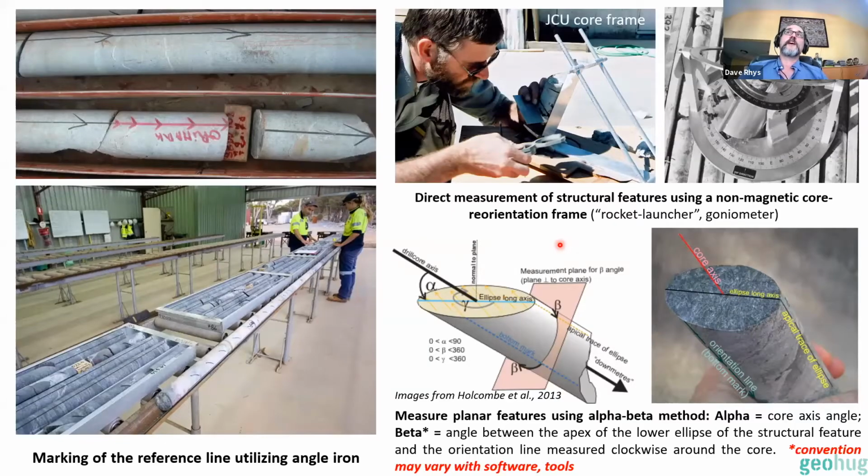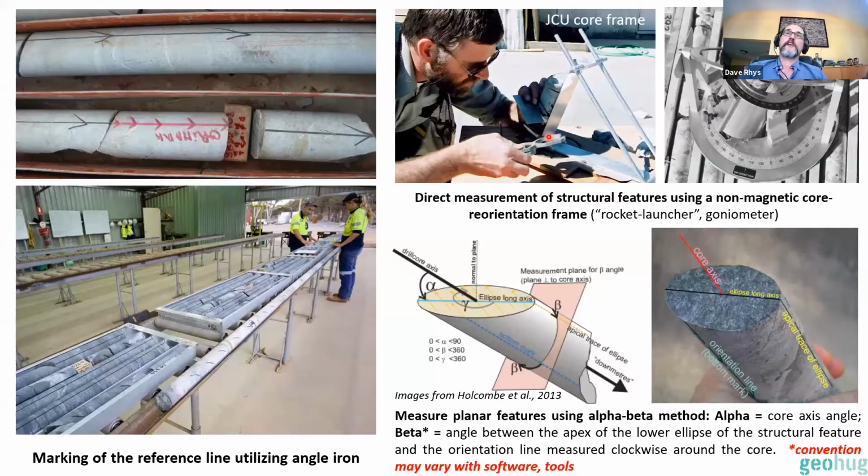Once you've done that and you have your orientation, you can either start to measure that data using this alpha-beta method with various tools that I'll show on the next page, or you can go the older way, which was to take the core and reorient it in a rocket launcher or a goniometer and directly measure it, orienting that goniometer to true north and making sure there's nothing magnetic around to screw up your measurements.